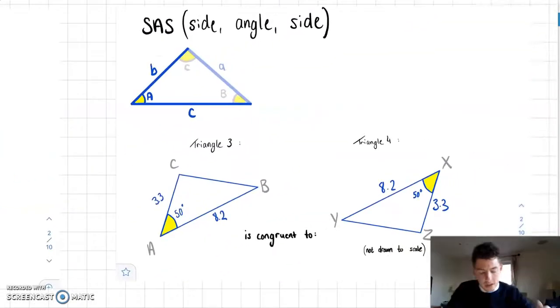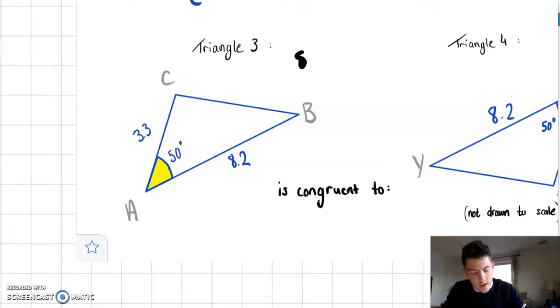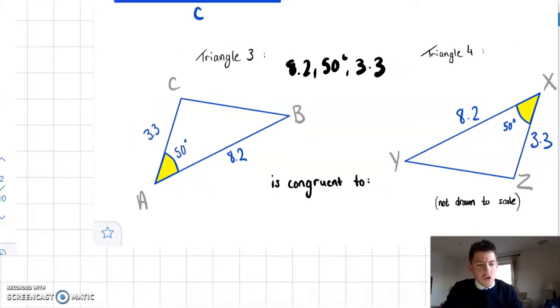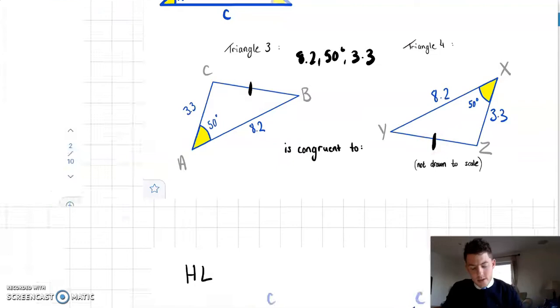SAS, side, angle, side. So here's an example. I've got a side of 8.2, an angle of 50, and another side of 3.3. You draw that, no matter how many ways you draw it, this length will always equal this length. Always.